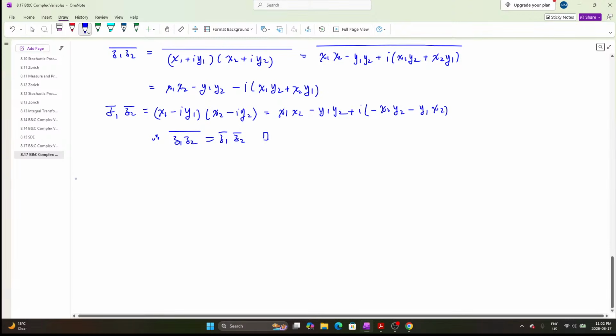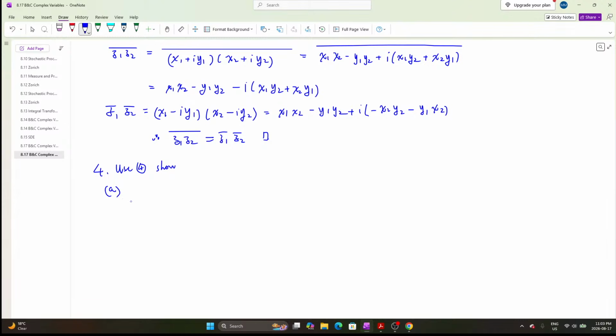Question 4. It says use property 4 to show the following. Part A: the conjugate of z1 z2 z3 equals z1 bar z2 bar z3 bar. This is very similar to the induction business we did earlier, if you know what I mean. This is part A. To prove that, you just group things.